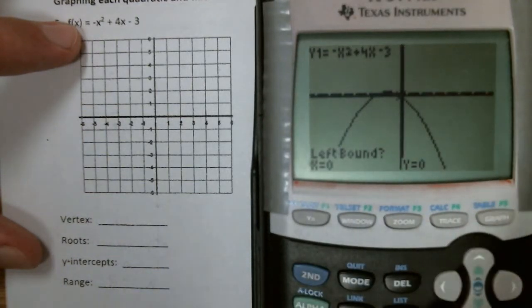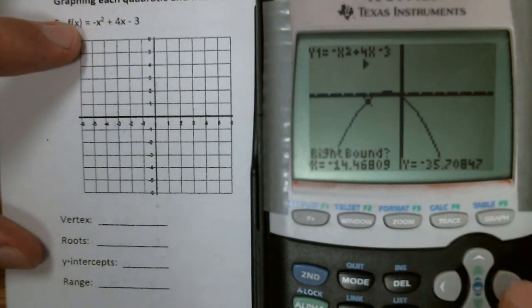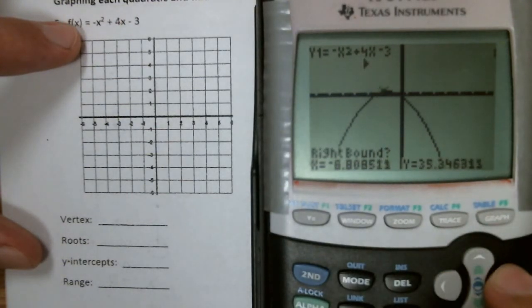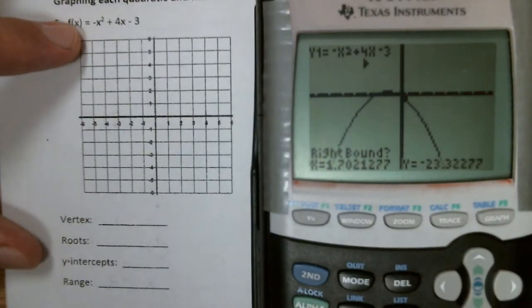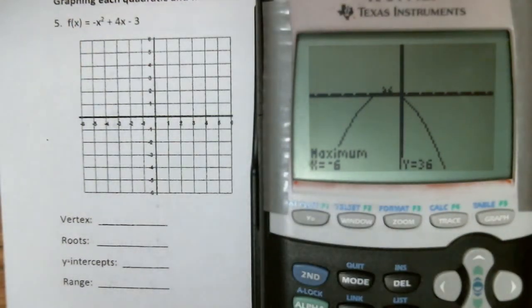And now there's Mr. Spidey. So I just need to move Mr. Spidey to the left of the vertex. That's good. Press enter. Move Mr. Spidey to the right. That's good. Press enter a third time, and there is my vertex. Okay, -6, 36.